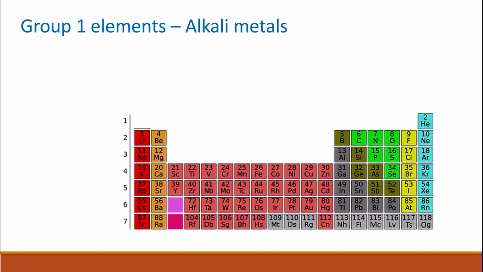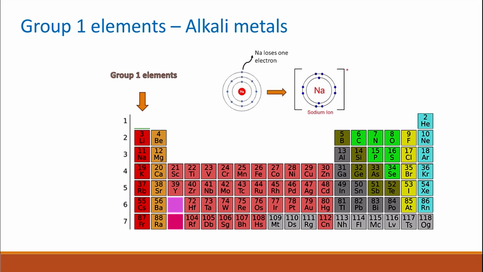And then group 1 elements, which are called the alkali metals, you can find them on the left-hand side. They all have one electron in their outer shell, and because they have only one electron, they tend to lose this electron to form positively charged ions with plus 1, like sodium in this case. And usually they react with non-metals, where the non-metal will gain that electron to give negatively charged ions, and there will be electrostatic interaction between the oppositely charged ions, and they form ionic compounds.